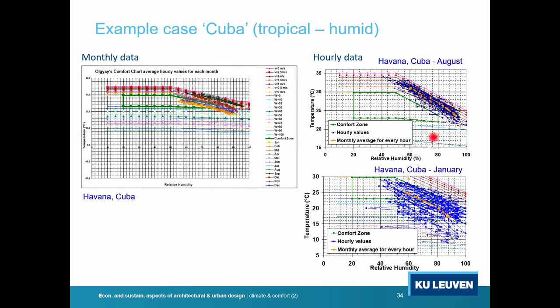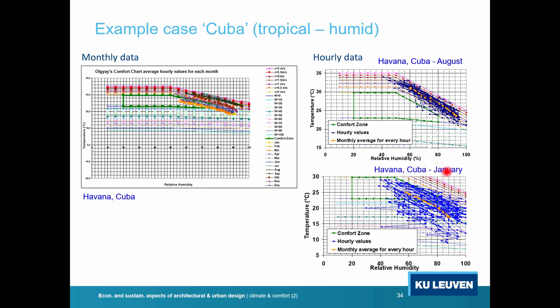This is an August month where we see that the cloud is quite narrow, so every day is more or less the same, and there's quite a big difference between morning and evening. The highest temperatures are in the afternoon, when the humidity is lower, while by the evening we have lower temperatures, but the relative humidity becomes higher.